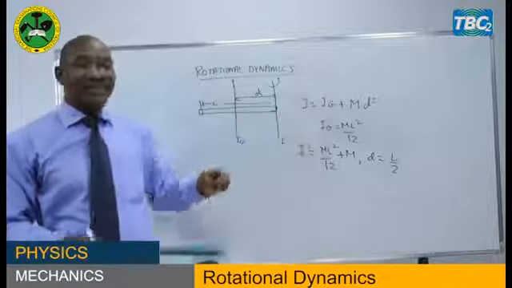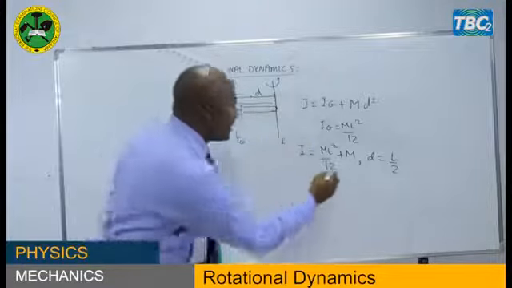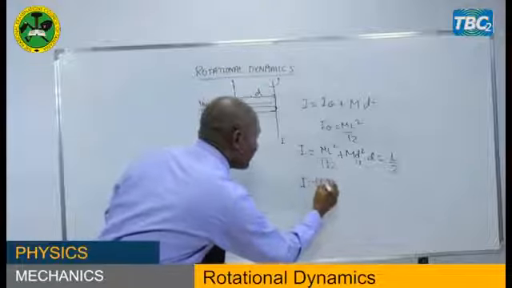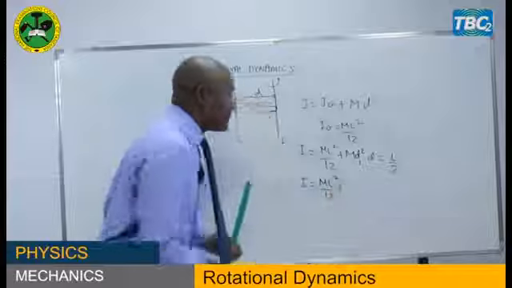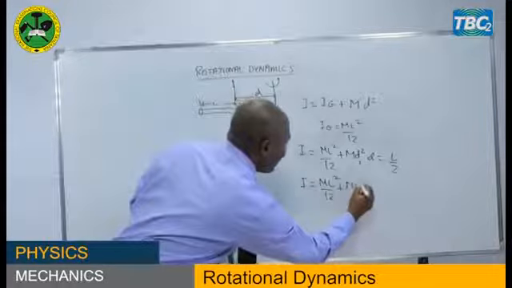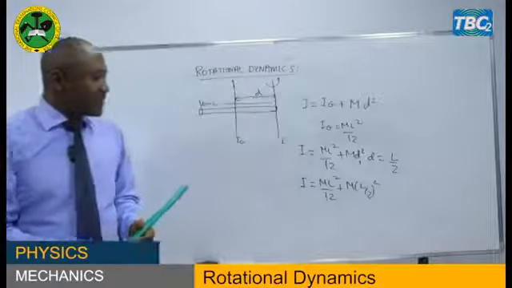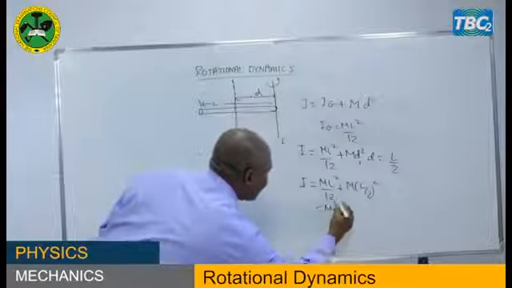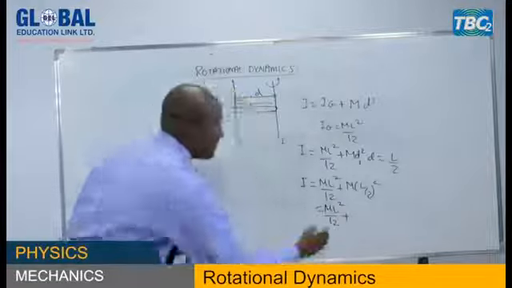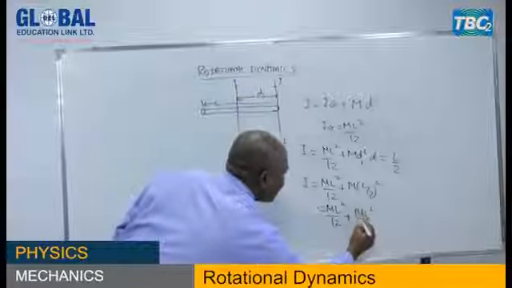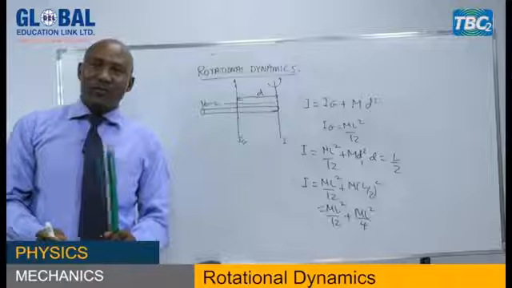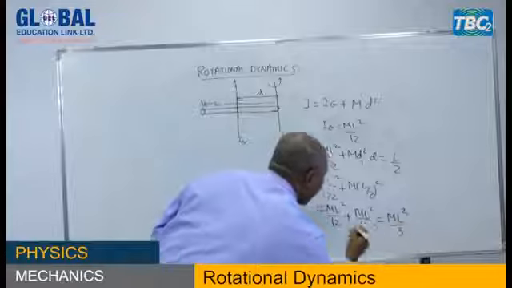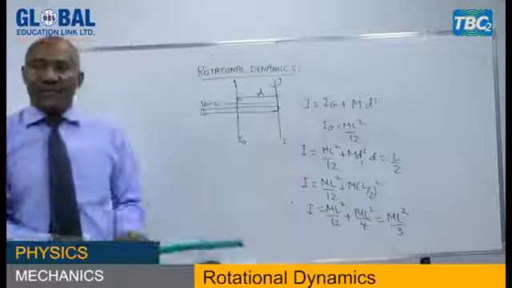Comfortably, you know how to get that D. Then you plug it into the formula, with D squared. We get I equals ml squared over 12 plus m times (L over 2) squared. If you open the bracket and simplify, this is ml squared over 12 plus ml squared over 4. Combining the two, we get ml squared over 3. Yes, we know it now.